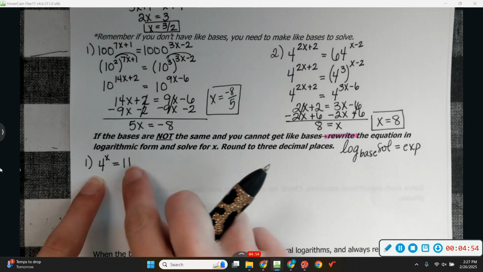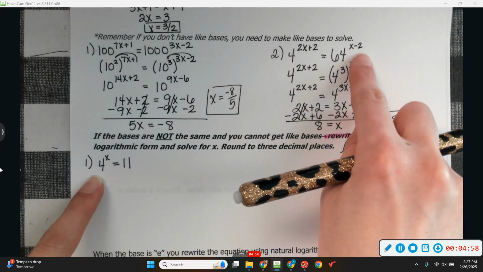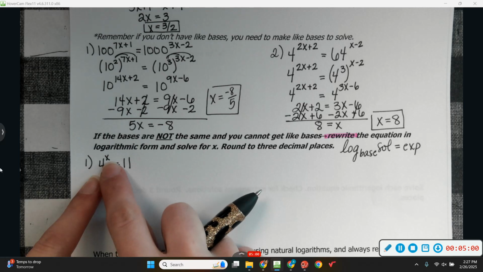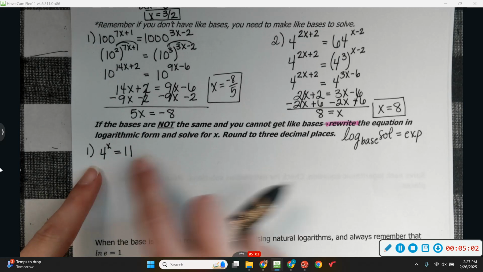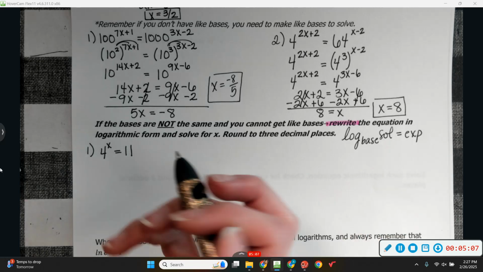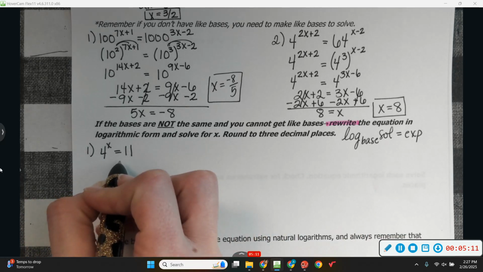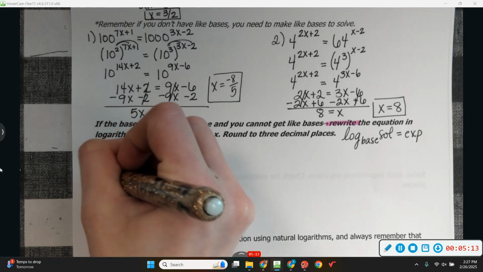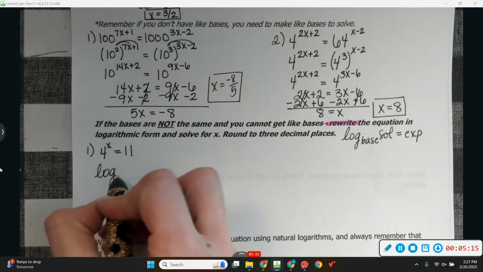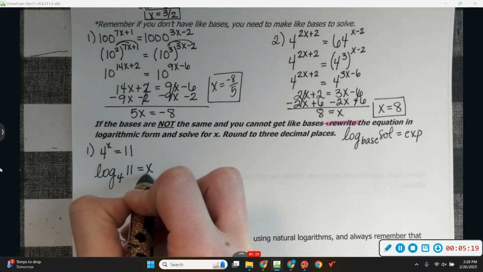Also notice that in the previous two examples you have exponents on both sides. Here I only have an exponent on one side. This will also be a key factor of being able to use your log-based solution equals exponent form. So if I am looking at 4 to the x equals 11, then when I rewrite it, I've got log, my base is 4, my solution is 11, and that is equal to x.